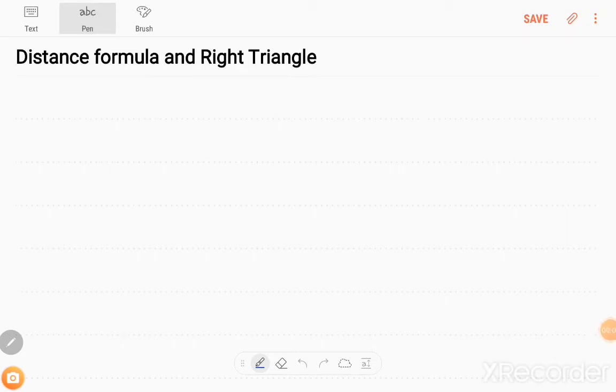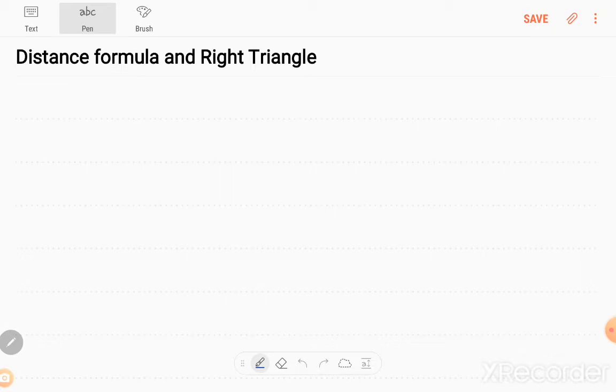In this video, we're going to be looking at the distance formula. And in that, I mean the distance between two given points, and using that formula to prove if three given points form a right triangle.